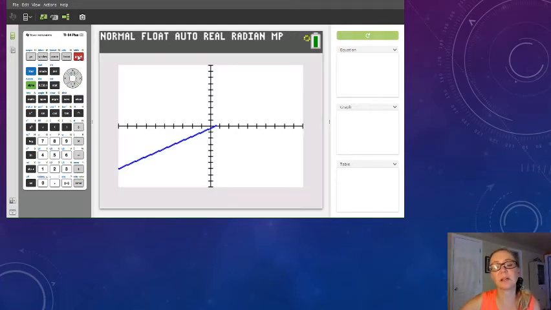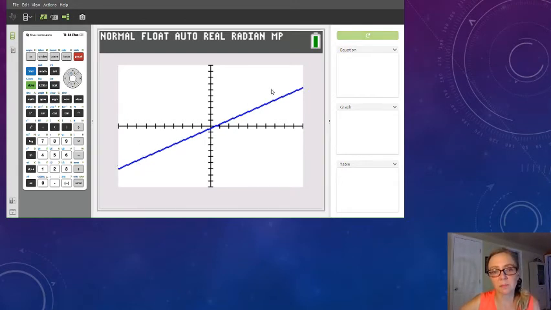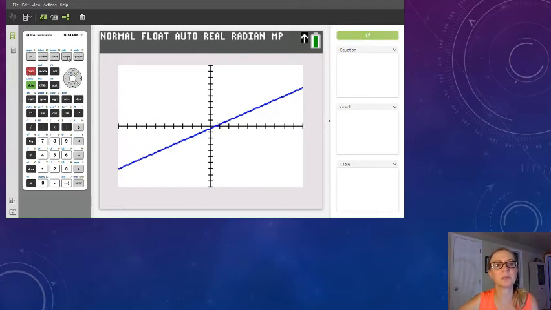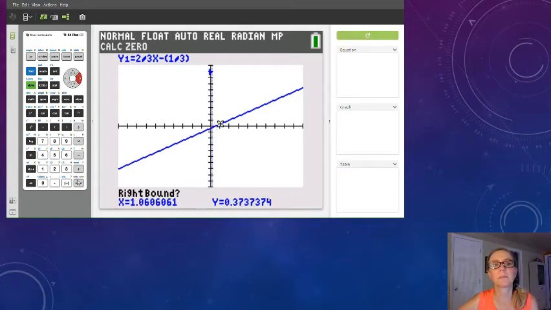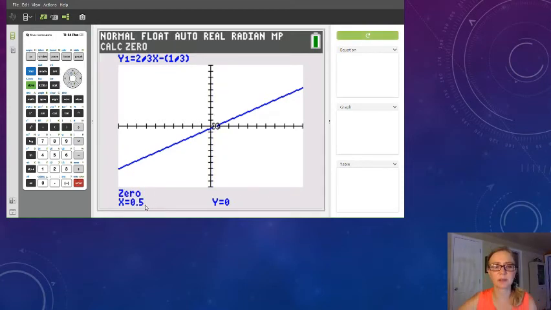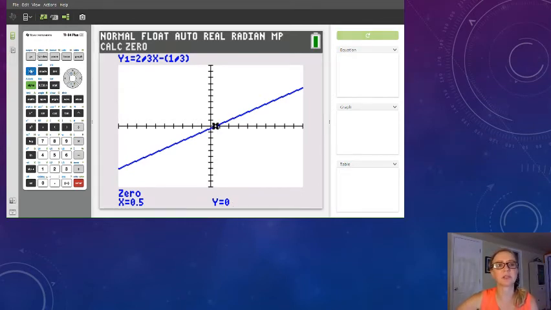Now notice this is a straight line. And as such, it doesn't have a bottom or a minimum, and it doesn't have a top or a maximum. It does have an x-intercept and a y-intercept. The x-intercepts are called zeros. So we're going to go second calc, number 2. We're going to build a wall on the left and a wall on the right. Then make a guess, and it zeroes in on 0.5, 0. That's my only x-intercept actually.